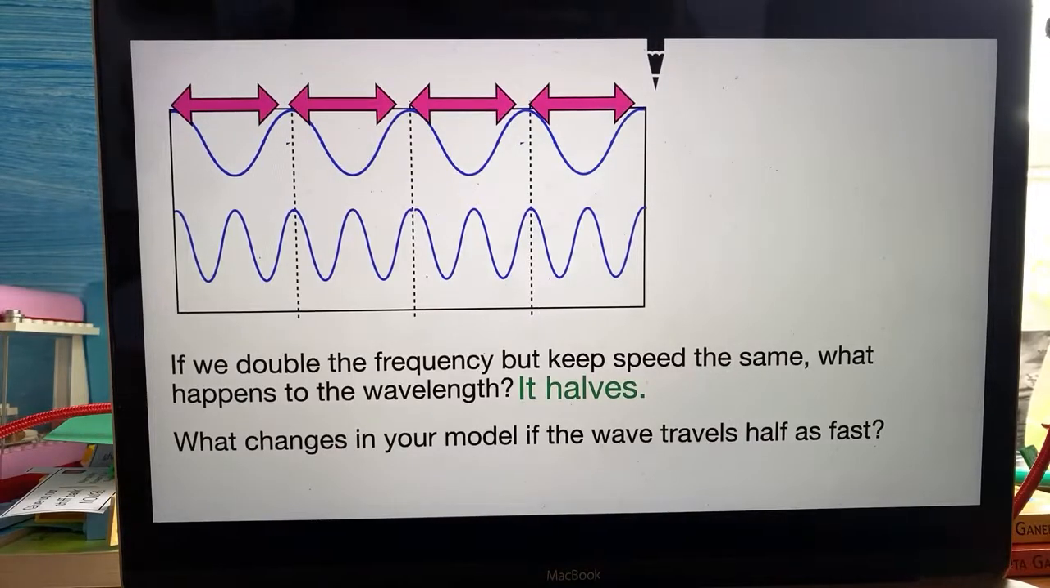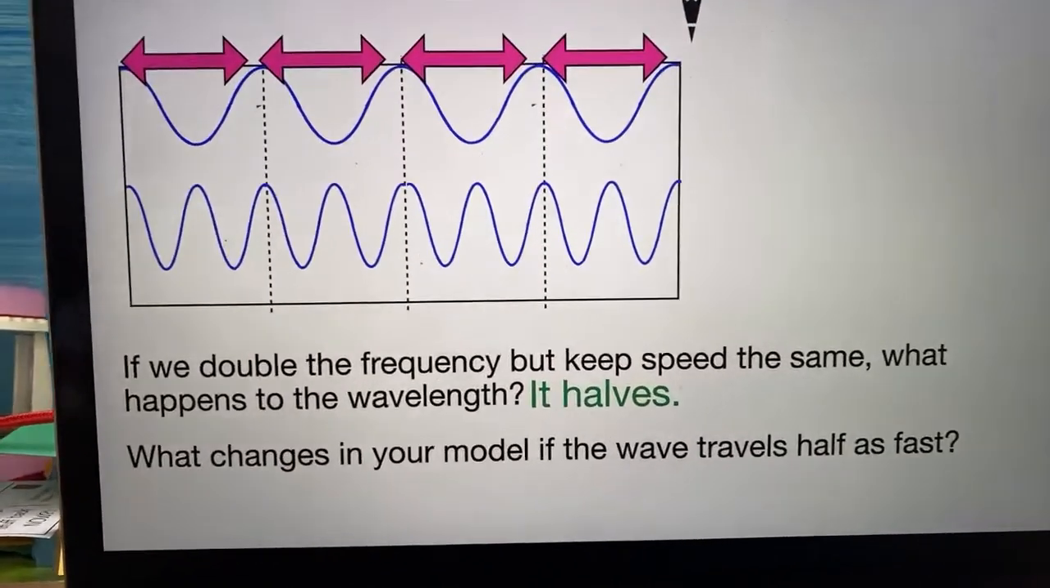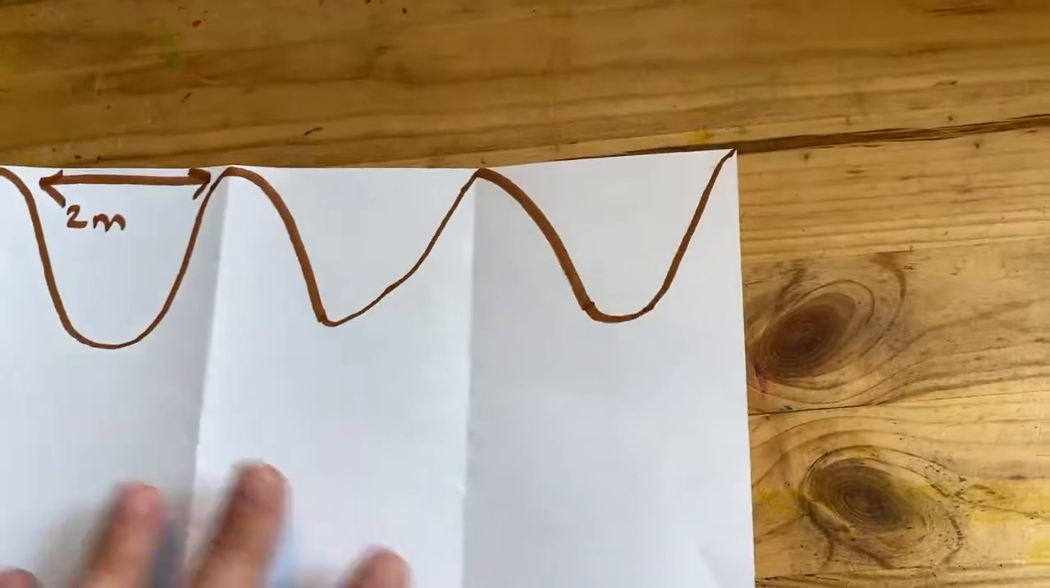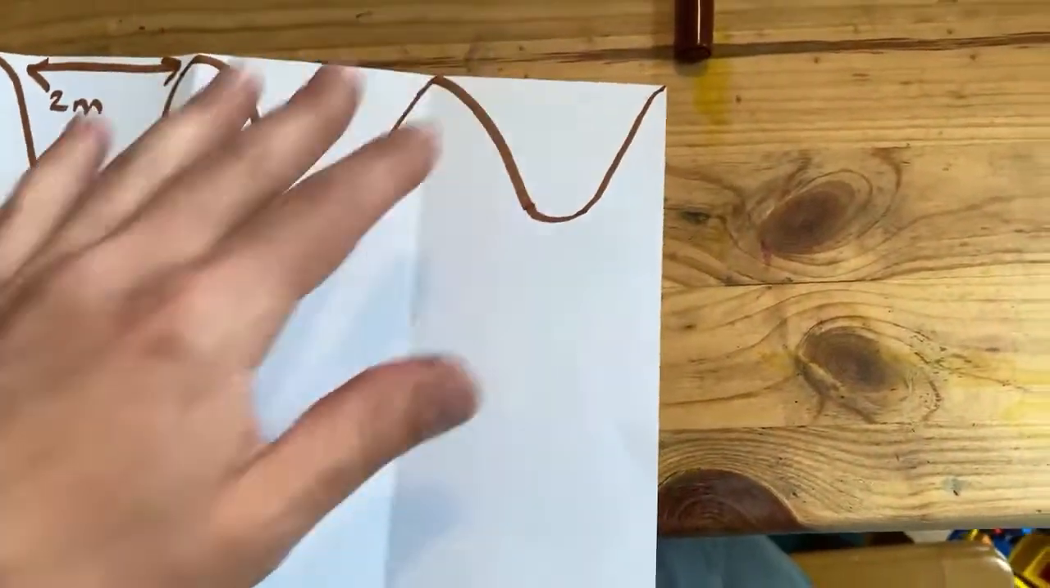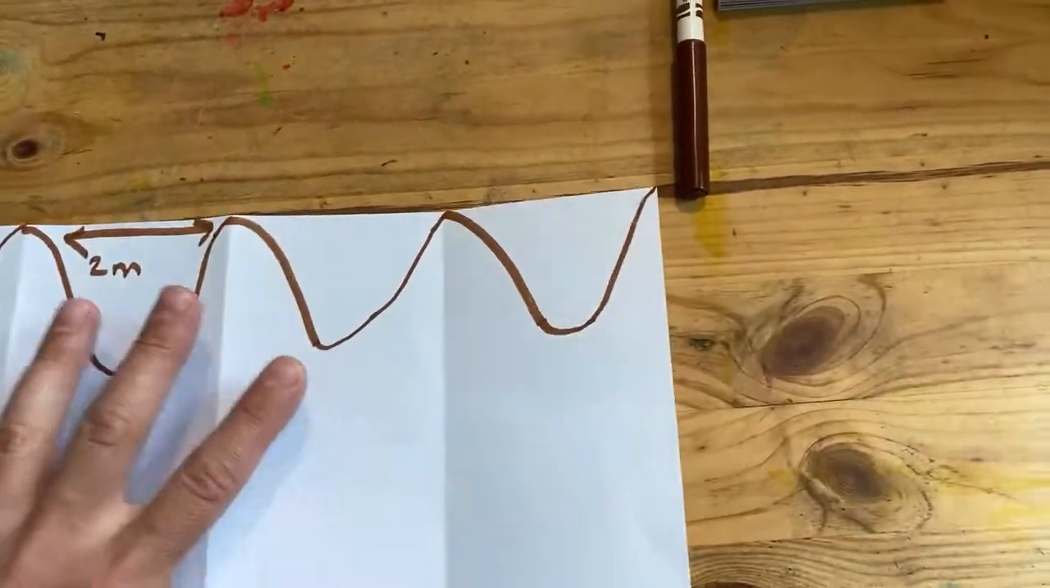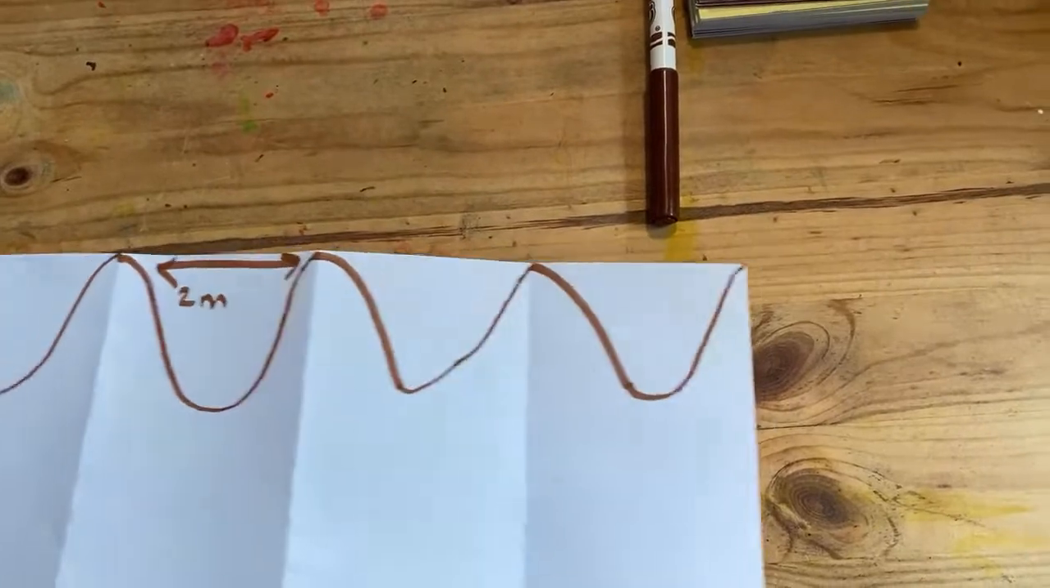What changes in your model if the wave travels half as fast? Well, did you try this? What changes in your model if the wave travels half as fast? Let's do that. So I'll put my pen back. What does that look like? Well, I'll say that if it's travelling half as fast, then in 1 second, instead of the whole wave going by, only half the wave travels by, right?